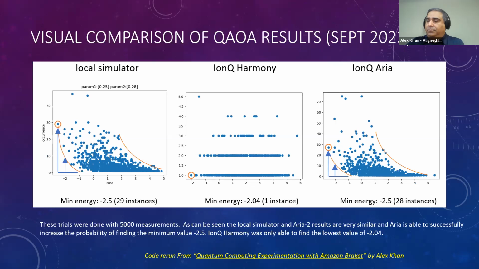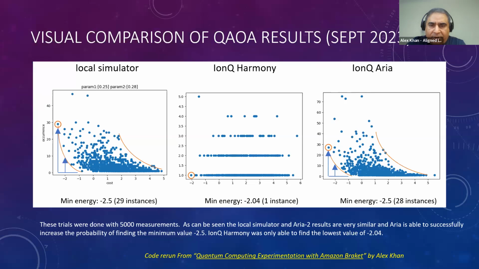Okay, so here are some more tests that I did with more sampling. I've got 5,000 samples. You can see that with the local simulator, it's really increasing that probability of the low value. I tried IonQ Harmony again, about the same result, but then I tried IonQ Aria, and it really did increase that minimum value, almost like the local simulator. So IonQ Aria did really well in this case.